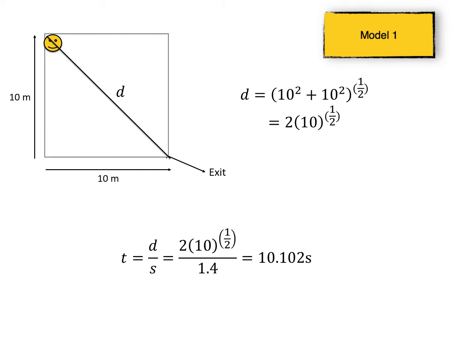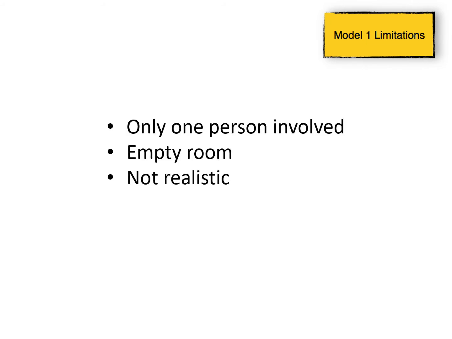This is our first model. For Model 1, we chose to use a 10 by 10 room with one exit in the corner and no obstructions in the way to allow for simplicity. We modelled it with only one person in the room, in the opposite corner to the door, to find the maximum time it would take to exit. The limitations of Model 1 are as follows: only one person is involved, it's an empty room, and it's not realistic.